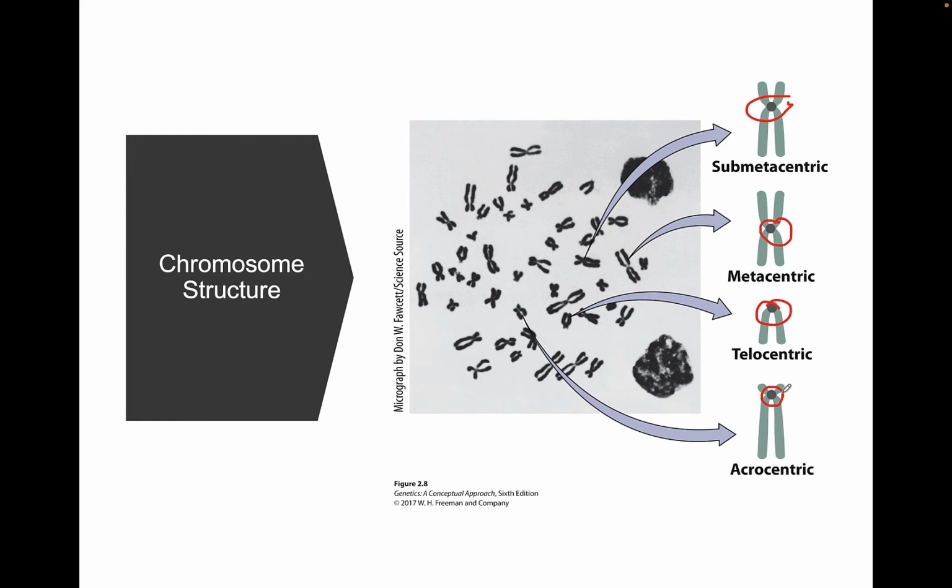But ultimately, the placement of the centromere allows us to distinguish one chromosome from another, or how we label the chromosomes, based off of the presence of the centromere.